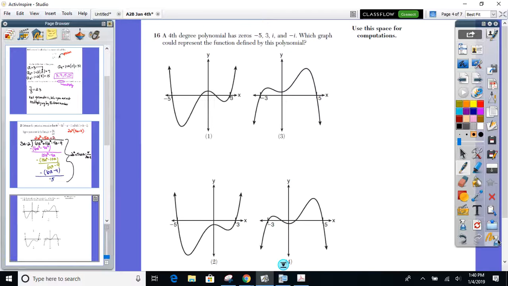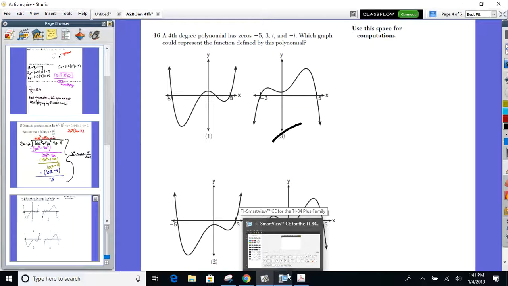All right. Fourth degree polynomial. There's the zeros: -5, 3, i, and -i. Which graph represents it? Can you guys eliminate two of them right away? If -5 and +3 are zeros, roots, solutions, which one are you going to get rid of? 3 and 4. See you later. Those are the opposites of what I needed. All right, now I'm down to 1 and 2, 50-50 shot. But we're going to actually get 100% here. Which one am I going to go with here? Oh, I got a 2.